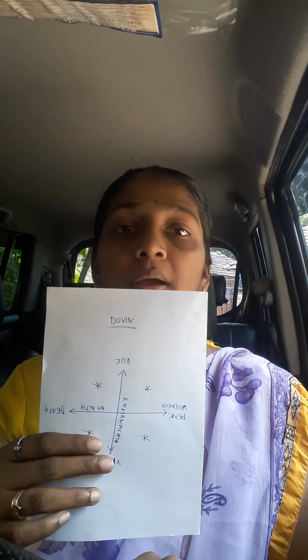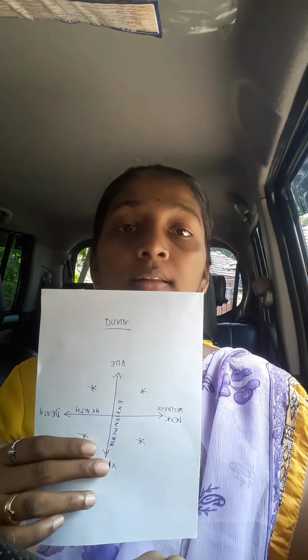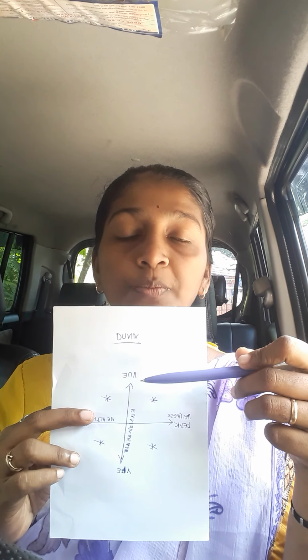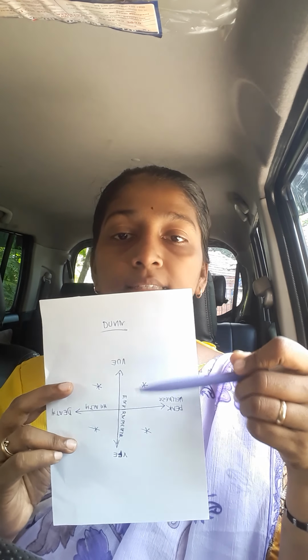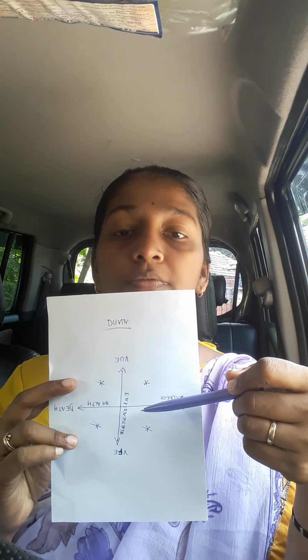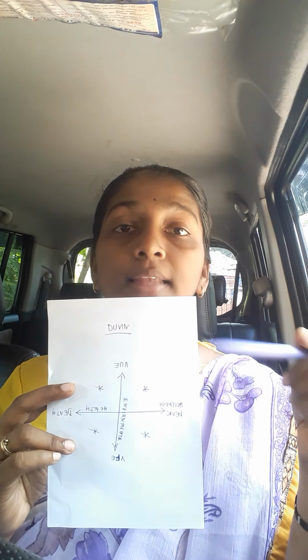Now here we can learn two main models in the health and illness continuum. The first one is the model given by Dunn, D-U-N-N, the Dunn High Wellness Model. This model is explained with an environmental axis and a health axis. These two axes will give an idea about health and wellness.